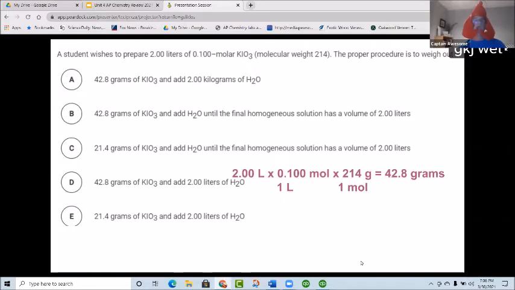So for example, if you chose D as in dog, the problem is if you added 2 liters of water and then you added 42.8 grams of solid, that would make the volume go up. So even though it was 2 liters of water, when you added the solid to it, it would go up, and now it wouldn't be 2 liters. So the correct answer is you add the solid, you add some water, you shake it up, and then you bring the volume up to 2 liters. So the answer is always that you add enough water to make it a total of 2 liters.